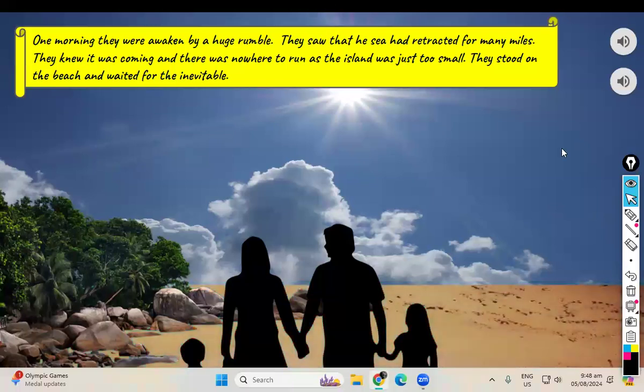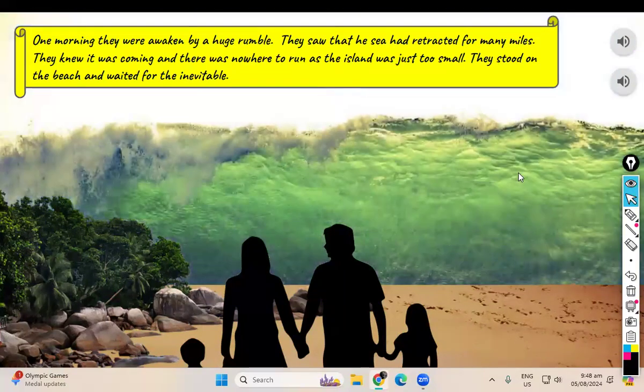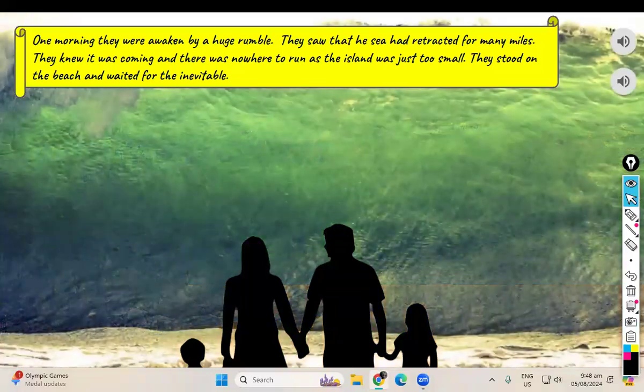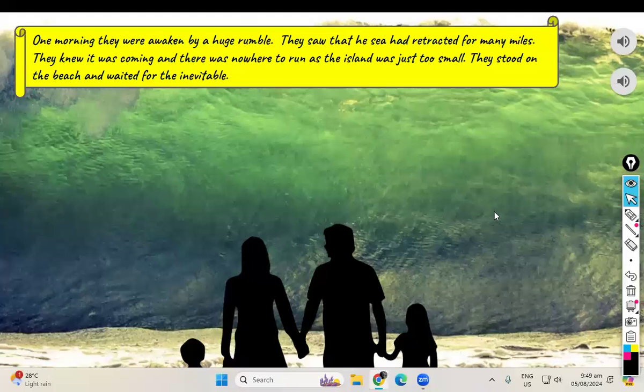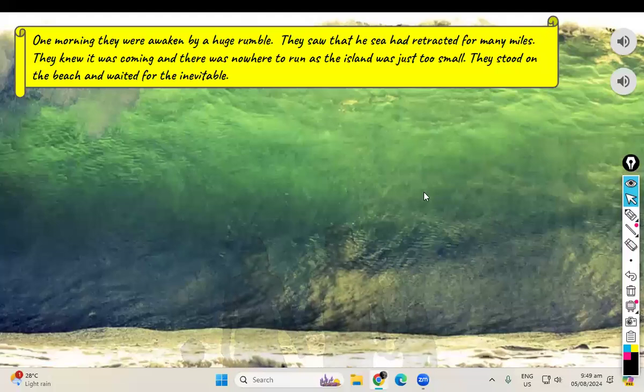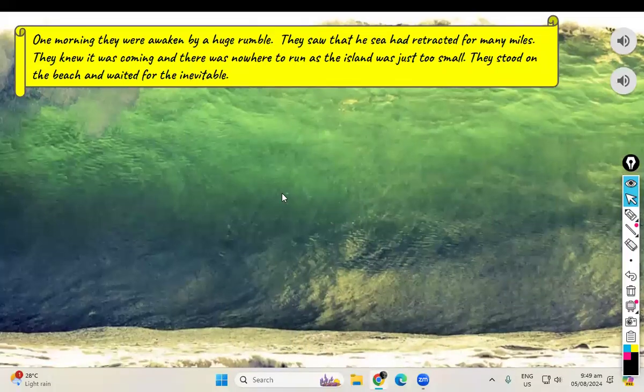Well, it's obvious by now that when the ocean starts to retract, we all know what's going to happen, right? It's a tsunami coming. If you see there, the beach has retracted, and that's the tsunami headed closer and closer. And that's it, guys. They got washed away. This one does not have a happy ending.